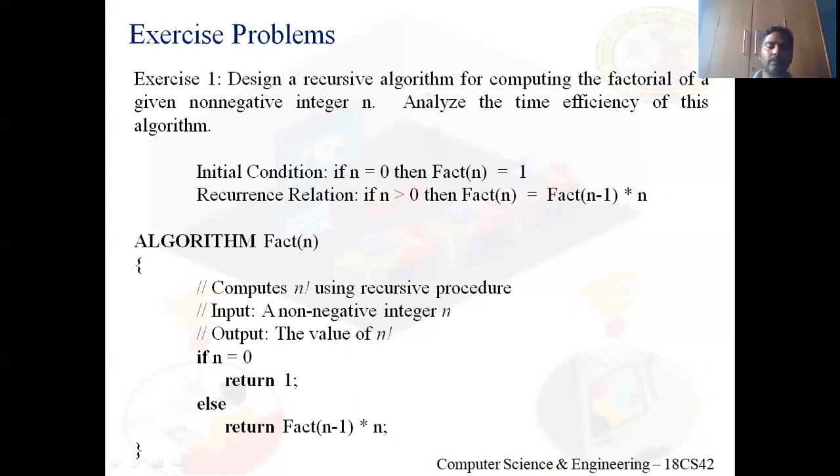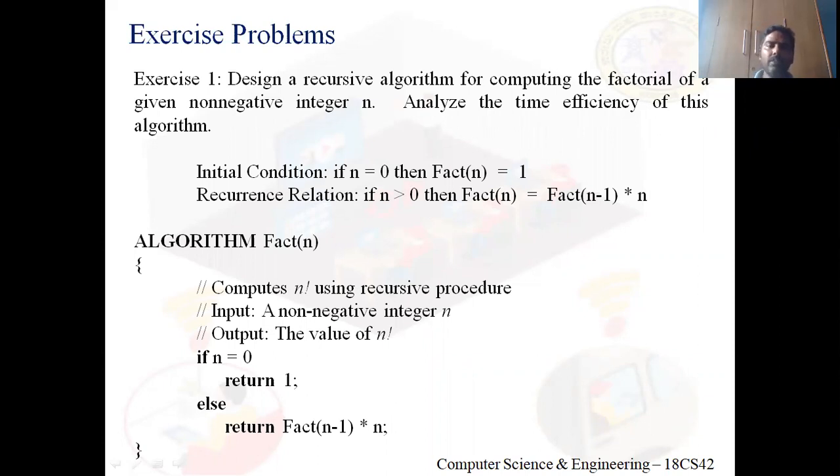Fact of 0 is 1, right? Yes. That means n is greater than 0. Recurrence relation. Now, as I said, this fact algorithm should invoke itself. If you look at the else part, the algorithm is invoking itself with the argument n minus 1. So we call such an algorithm recursive. Clear? While invoking, it multiplies by n. Clear with this? So now we have designed a recursive algorithm.